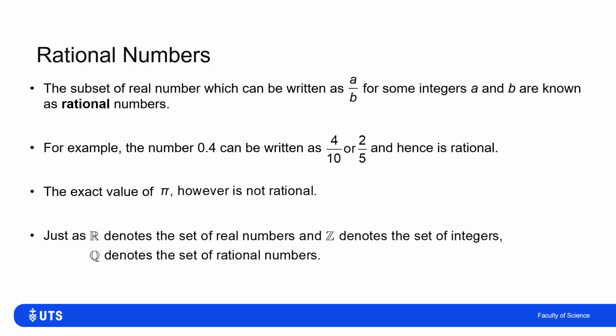So, revising what we saw previously, this uppercase R is the set of all real numbers, Z is the set of all integers, Q is the set of all rational numbers. And I think a fairly easy definition: if a number is not rational, then it is irrational.